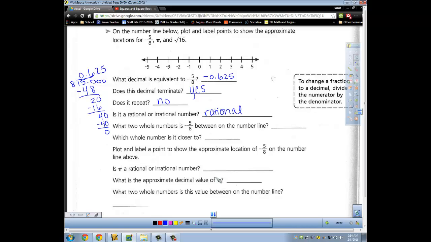What two whole numbers is negative 5/8 between on the number line? Well, if it's negative 0.625, that's between 0 and negative 1. Which whole number is it closest to? Well, negatives are a little backwards, so this is actually closest to negative 1. Plot and label a point to show the approximate value of negative 5/8 on the number line above. So it's between 0 and negative 1, but close to negative 1, so about right here. And I'm going to label that negative 5/8.